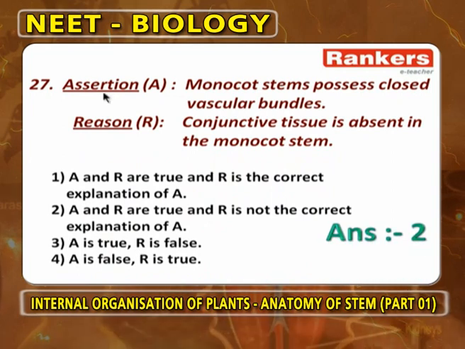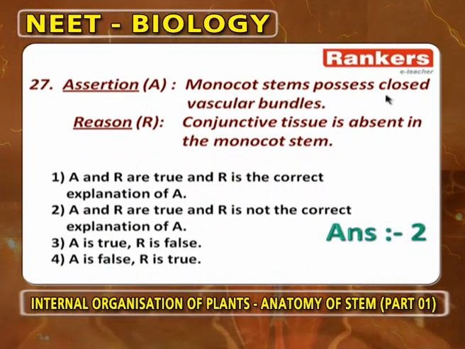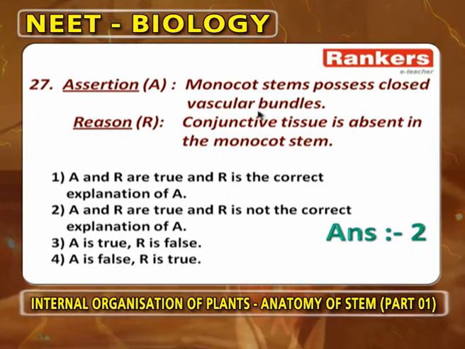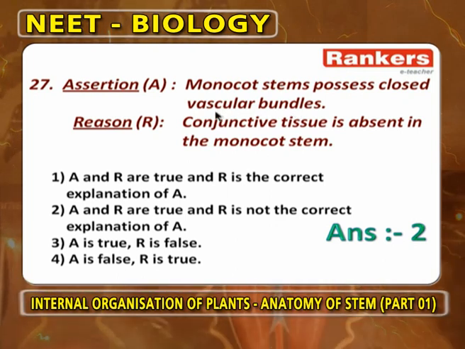This is an assertion reasoning question. Monocot stem possesses closed vascular bundle. What is a closed vascular bundle? Cambium is absent in between xylem and phloem. So every vascular bundle of monocot stem resembles like this: oval, conjoint, collateral, closed.